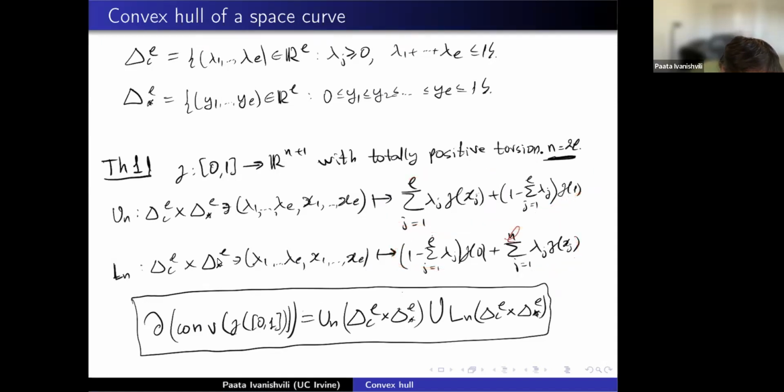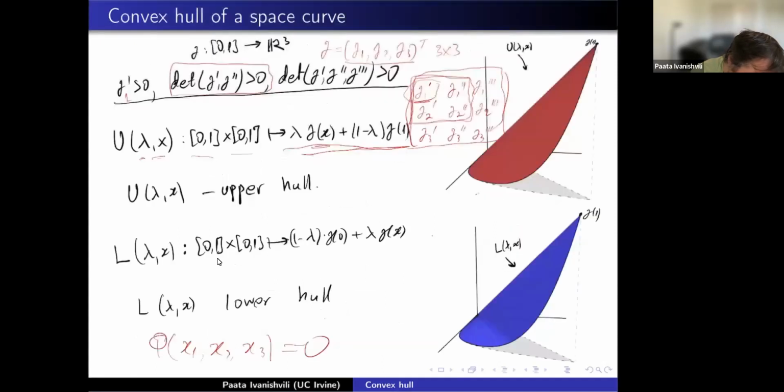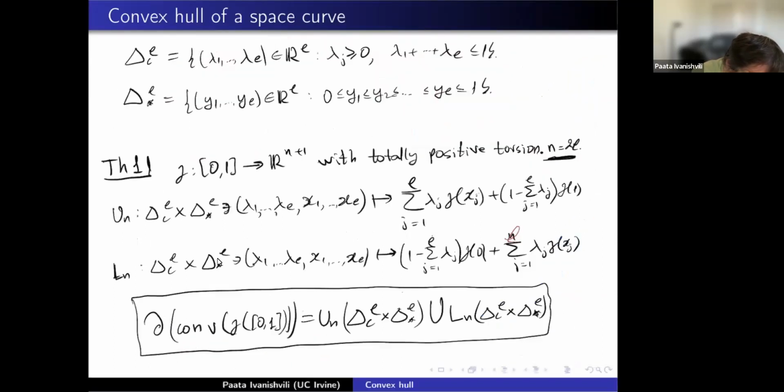And the claim is that the boundary of the convex hull of γ is the union of the surfaces of the image of the simplex union with the image of the second simplex. This was exactly the case on the picture that I was showing. If I just look at the image of this, it gives exactly this upper hull. If I look at the image of this, it gives you the lower hull. That's the first theorem. Okay. And this is when n is even.